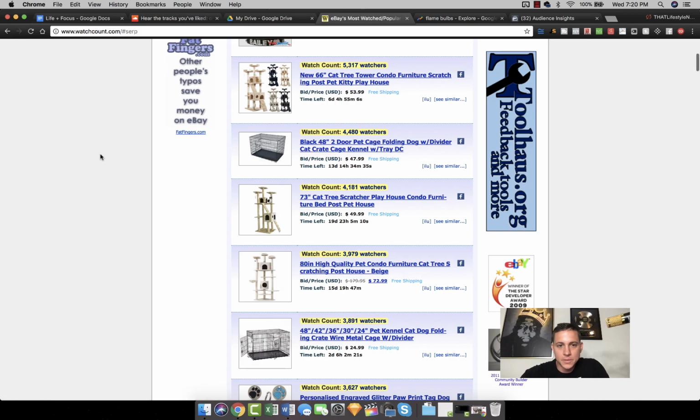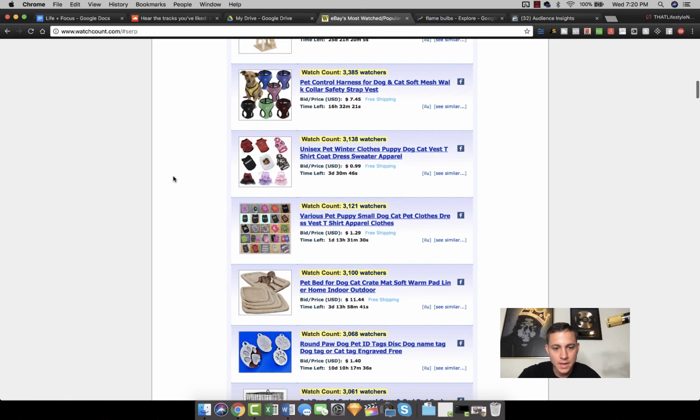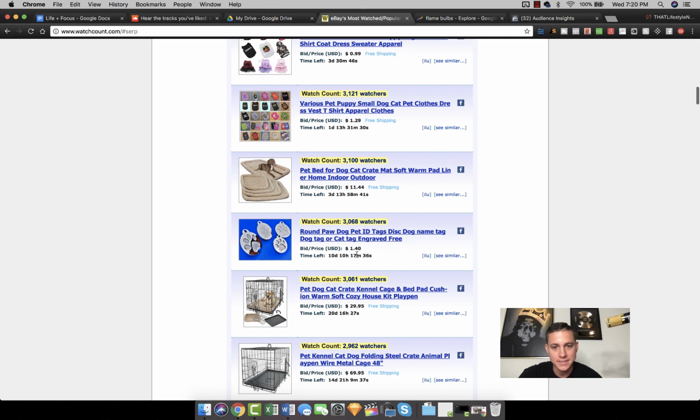We see a bunch of the stuff that we were just looking at with collars and harnesses and dog tags, and you can judge again by social proof how interested people are in things, and it's going to pay huge dividends for you because if more people are interested in something, it's much more likely that you're going to be able to actually sell that thing.